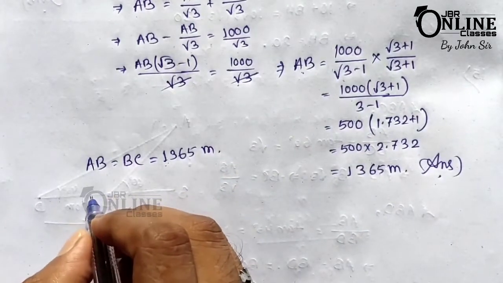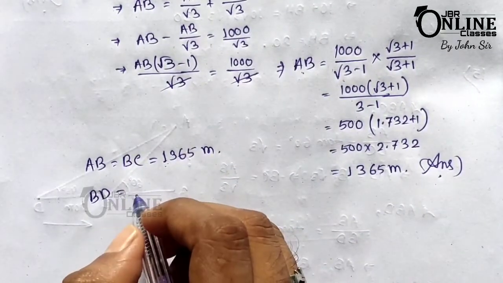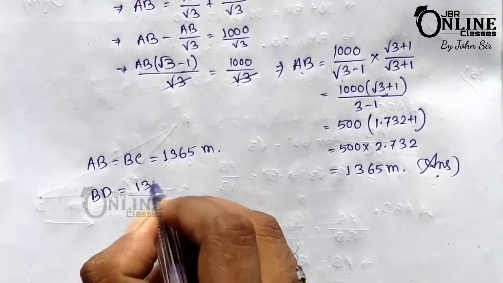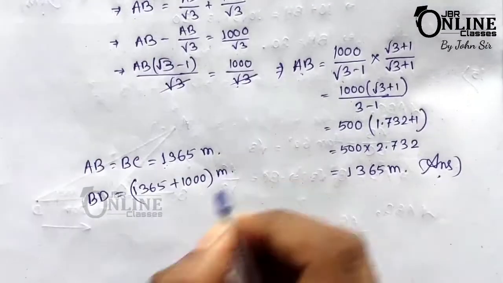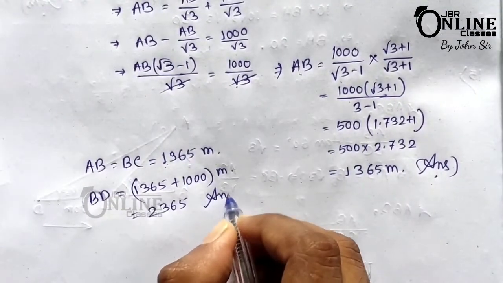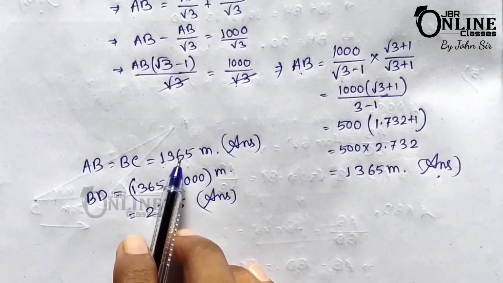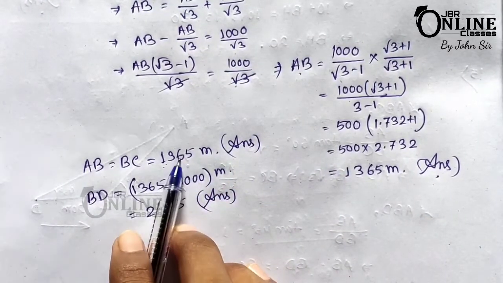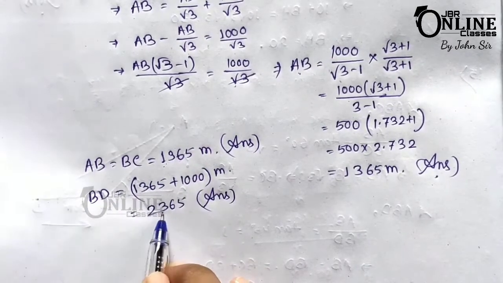Now you have to find out the distance of the second stone from the hill, that equals BD. Now BD equals 1365 plus 1000, so the value of BD equals 2365. So that is the answer of this problem. That is the distance of the first stone from the hill, and that is the distance of the second stone from the hill.